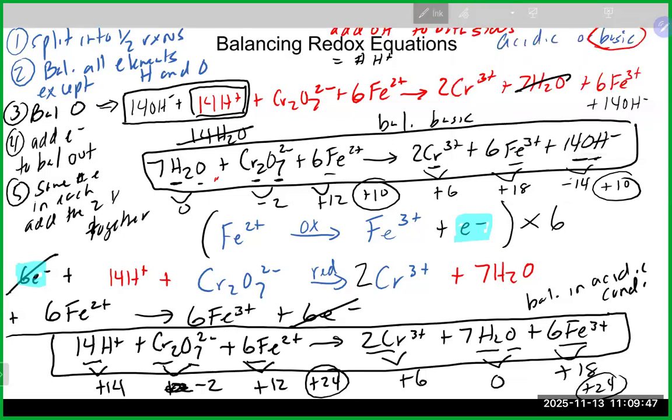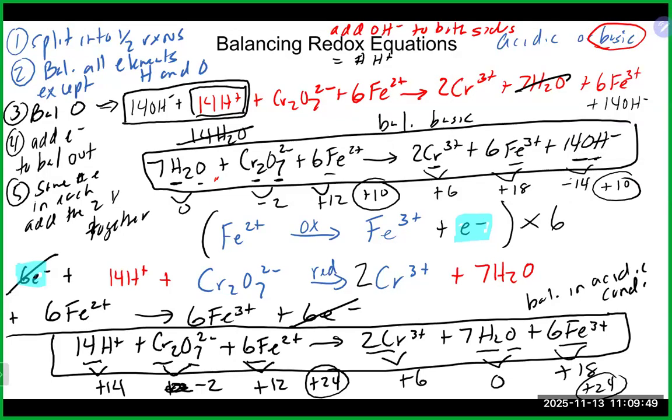Any questions on that there? By the way, how do I also know I'm balanced in basic conditions? Because I see hydroxide in my equation, so that's good. By the way, I know I'm balanced in acidic conditions down here because I see H+ in my equation as well. So that's how that should work. Any questions on those steps there?